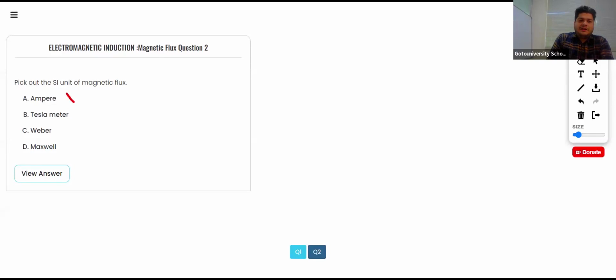Ampere will not be the answer. Why not? Ampere is a unit for current. Even Maxwell will not be the answer. What about Tesla meter? No. Why not? Because Tesla meter square is Weber. So what is the unit of magnetic flux? The magnetic flux unit is Weber. Not Tesla meter, that was Tesla meter square. Here there is Tesla meter. If this were Tesla meter square, we would have considered this option, but here we don't have the square, so you will not consider this option.